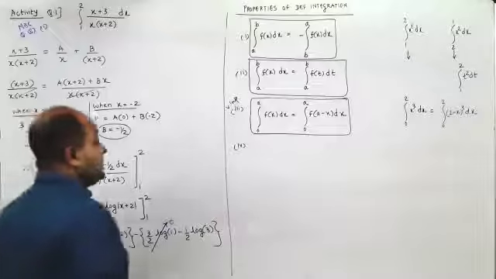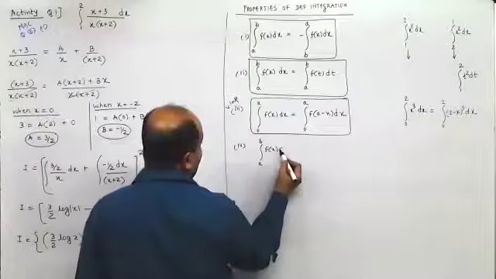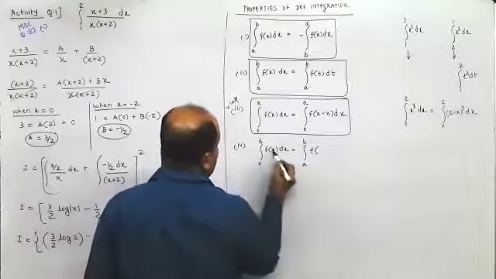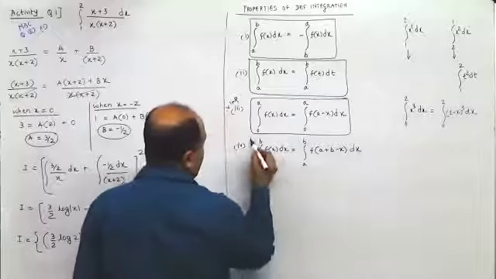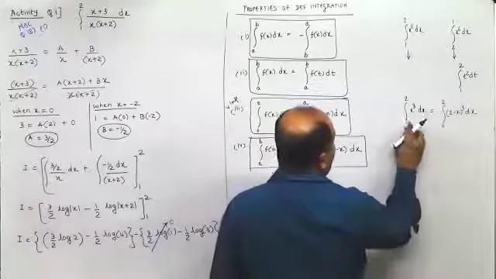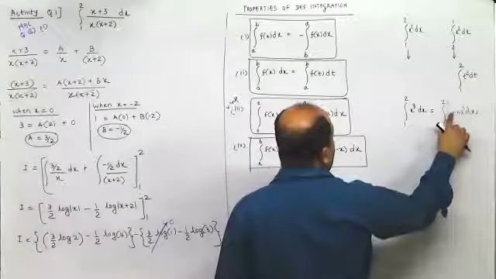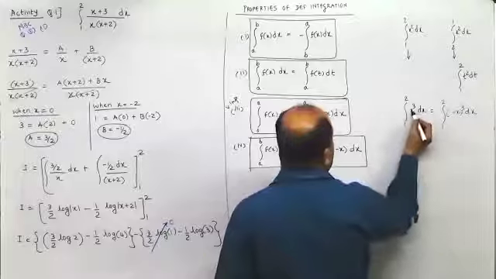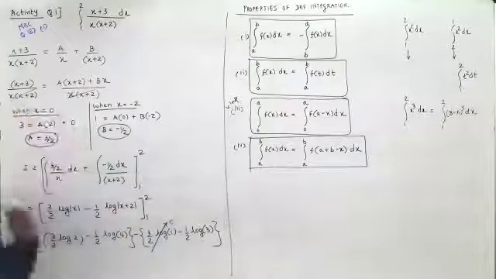Next, similar to this, if you have a to b f of x dx, it is the same as a to b, but the function should be f of a plus b minus x. Fourth property. Means what? Suppose you have 1 to 2 x cube, then this would be 1 plus 2 minus x. That means x would be replaced with this plus this minus x. So it would be 3 minus x the whole cube. This is the fourth property.